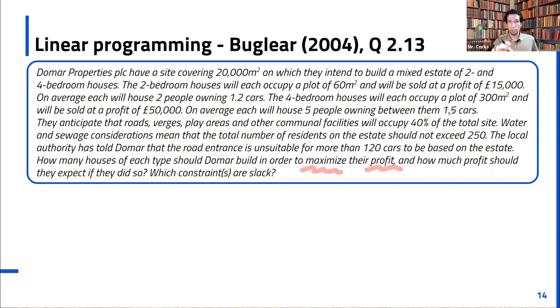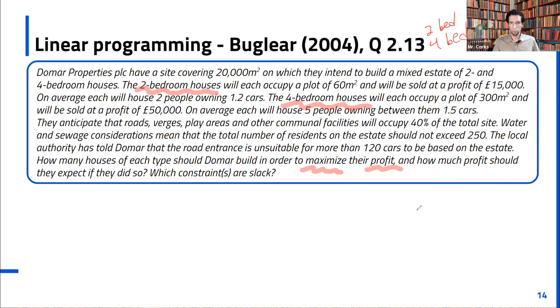Before we say variables specifically, what kinds of things do you notice? What seem like the key terms here that we should be caring about? 2-bedroom houses and 4-bedroom houses. Okay, so there's two kinds of things that we're building. Let's highlight here: 2-bedroom, 4-bedroom. What else do you notice? The constraint on the number of cars and residents. Okay, so 2-bedroom, 4-bedroom constraints.